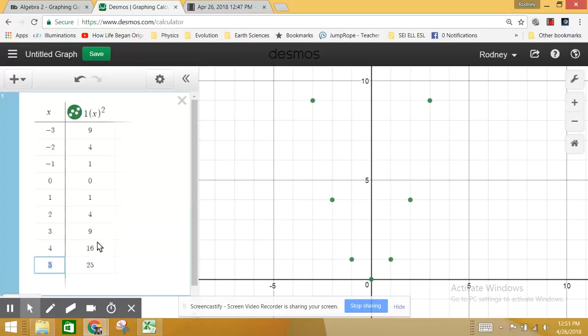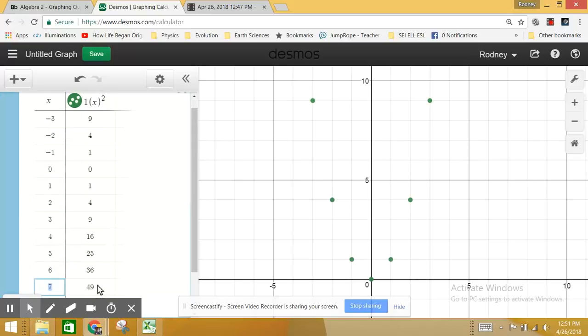4 to 5, I go 16 to 25 for my y value. 16 to 25 is a change of 9. So again, 1, 3, 5, 7, 9. I go one more. 25 to 36 is 11. So 1, 3, 5, 7, 9, 11. The next one will be 13. 36 to 49 is 13. The next one will be 15. 49 to 64 is a step of 15. So there is a regular pattern.